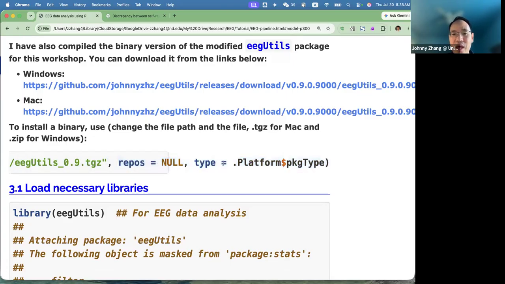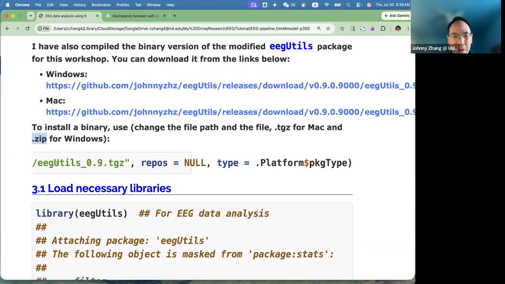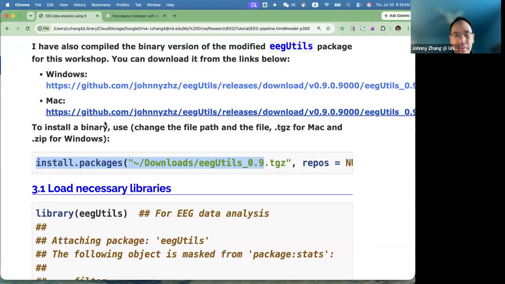This type tells whether you are using Windows or Mac. If you are using a Mac, use this file, the .tgz. And if you use Windows, the extension should be .zip. By doing so, you don't need to compile the files yourself anymore. You can install it like any regular R package, but from your local computer.